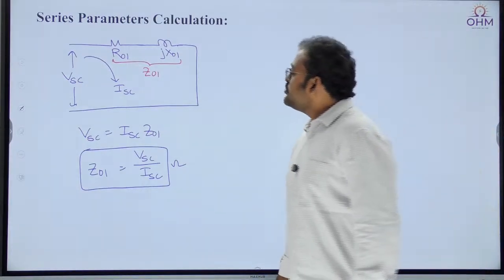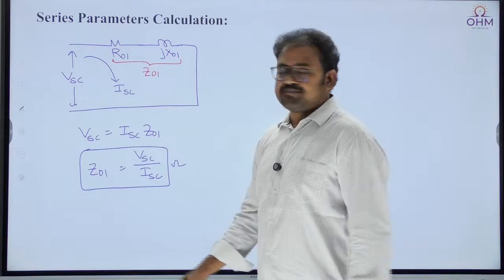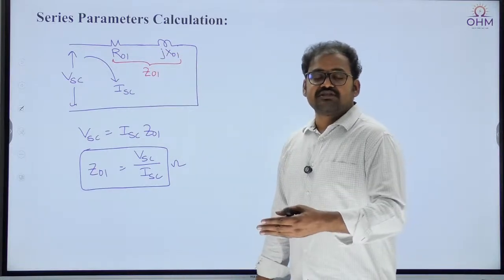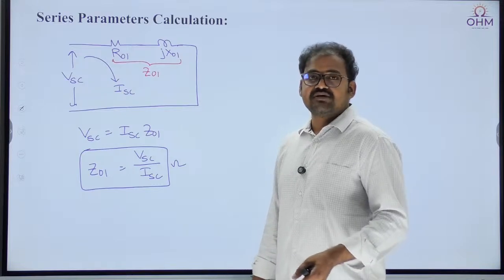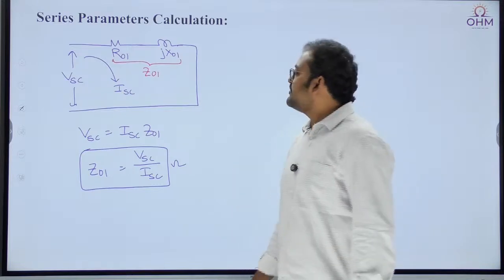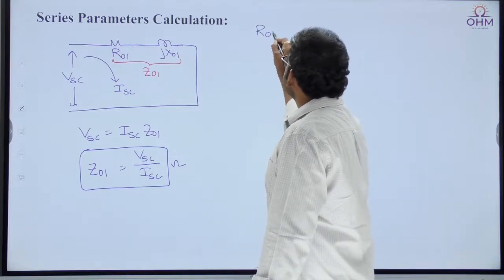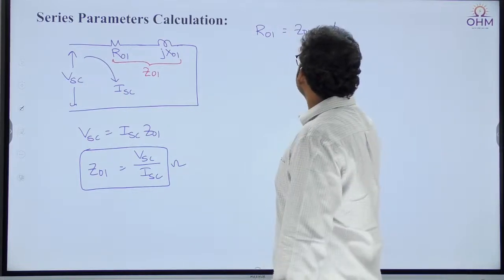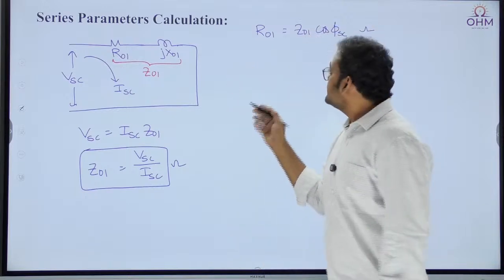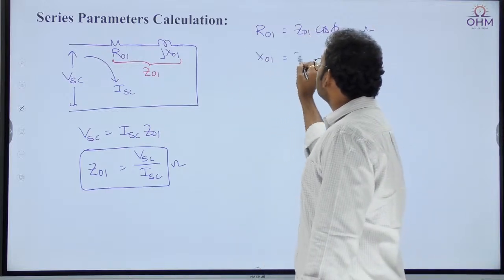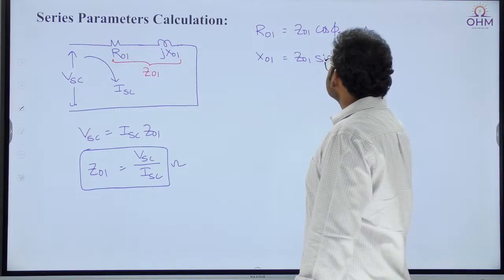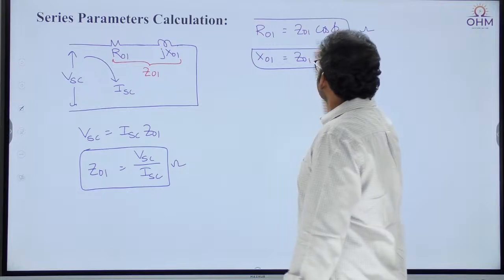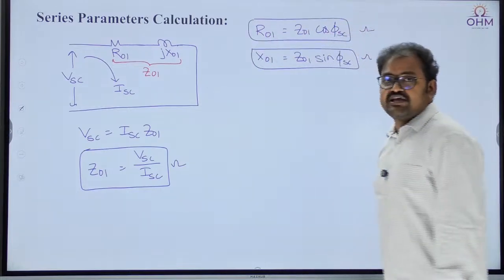Now the point is how to find out resistance and reactance separately. Yes, very simple. In a series impedance, the real part is nothing but the cos term of the impedance. The imaginary part is nothing but the sine term of the impedance. Therefore, R01 is simply Z01 cos phi SC, because it is a short circuit test. X01 is equal to Z01 into sine phi SC. Now the doubt is, how do you know cos phi SC and sine phi SC?